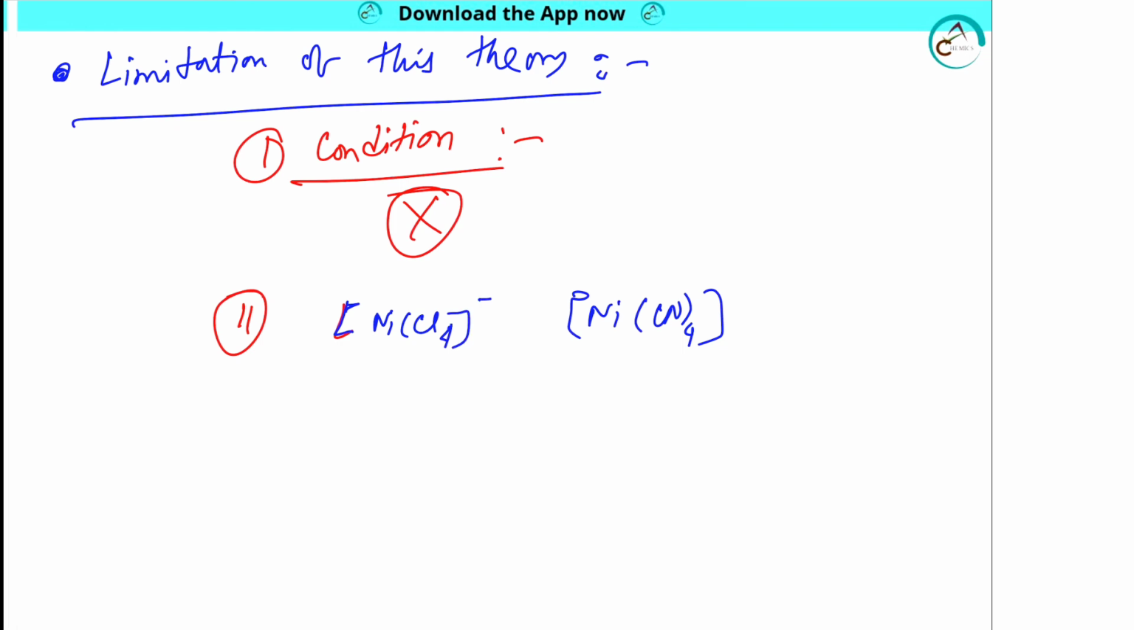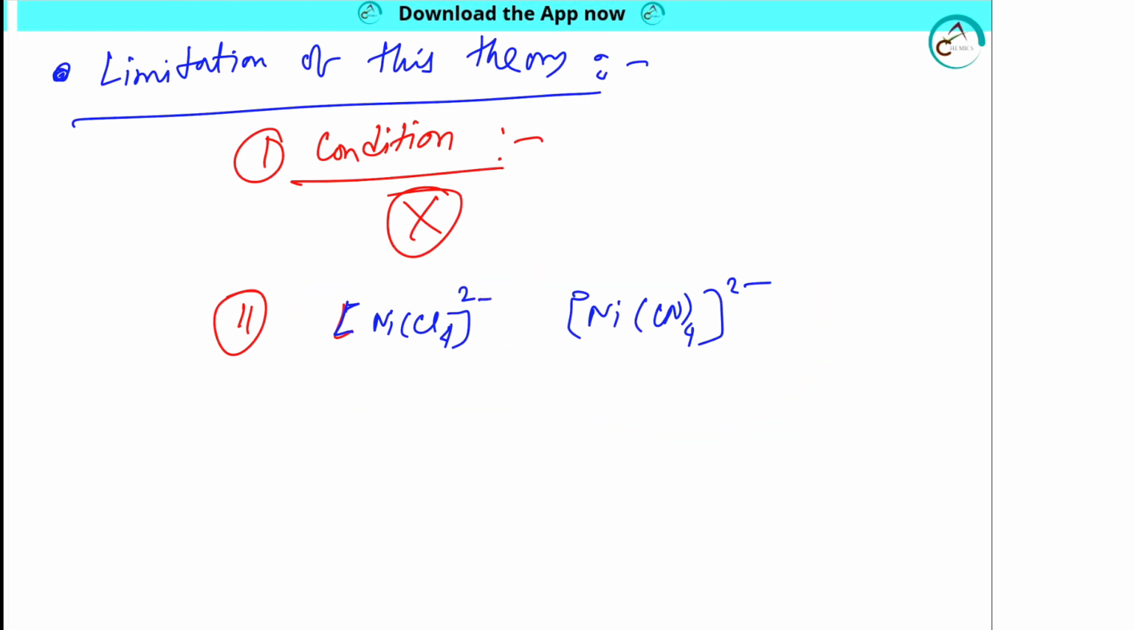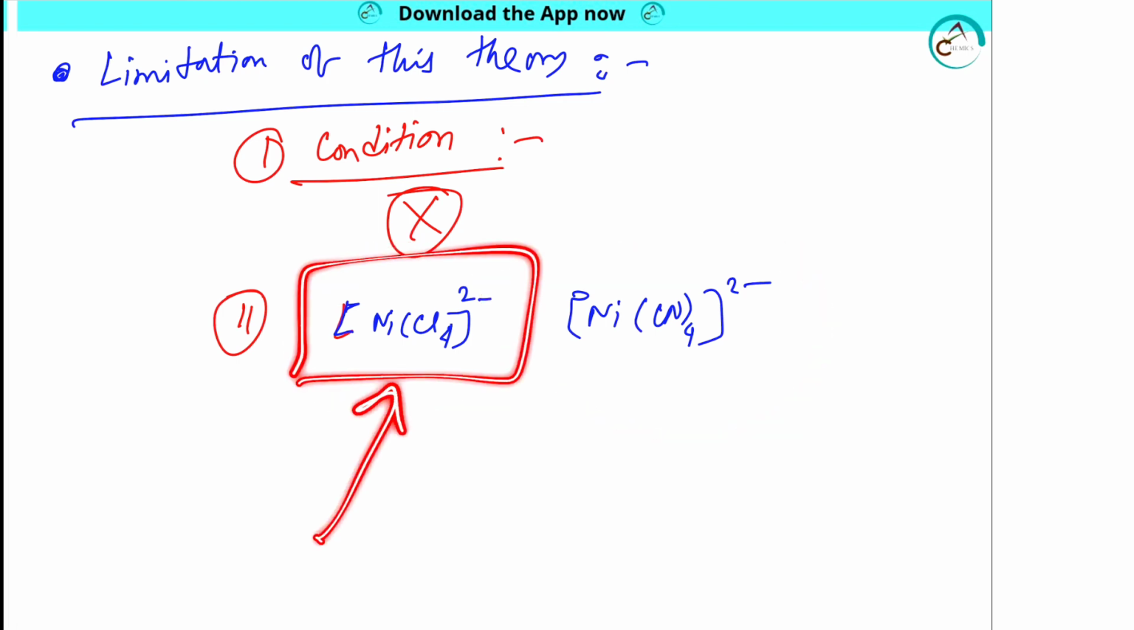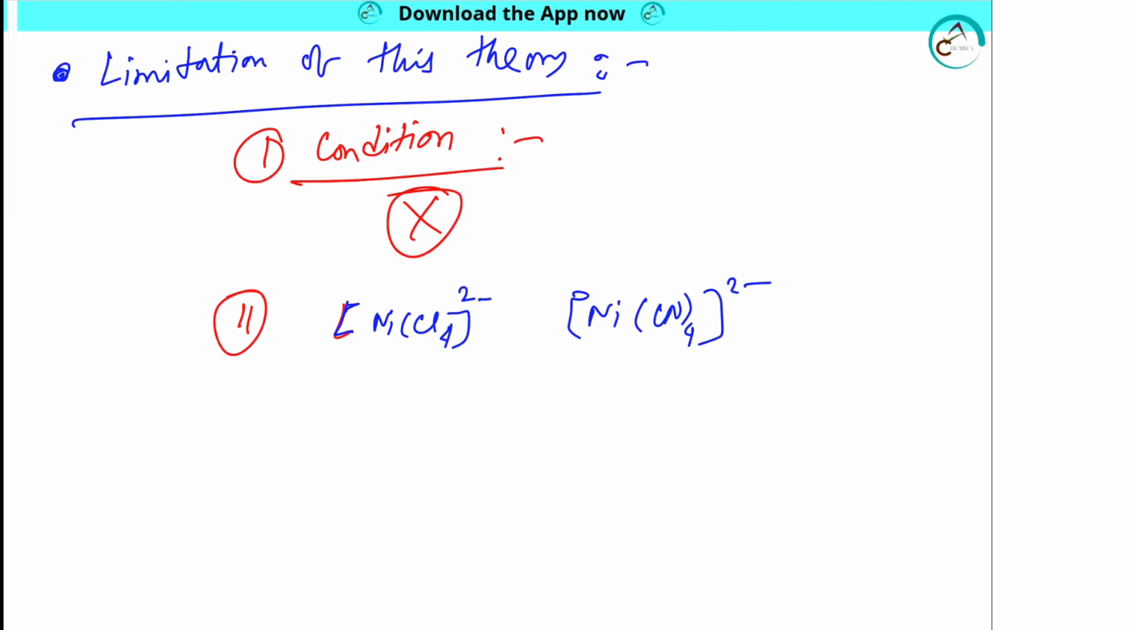Okay, done. 2 minus and 2 minus. Let me give you one question. Can you tell, only seeing these two structures, which will have tetrahedral structure and which will have square planar structure? If you don't know, I took the example because I knew which one is tetrahedral and which one is square planar. In this case, I know that this is tetrahedral and this is square planar.